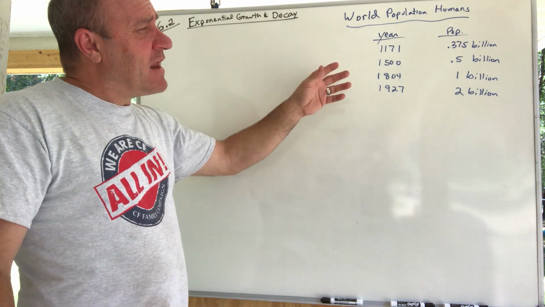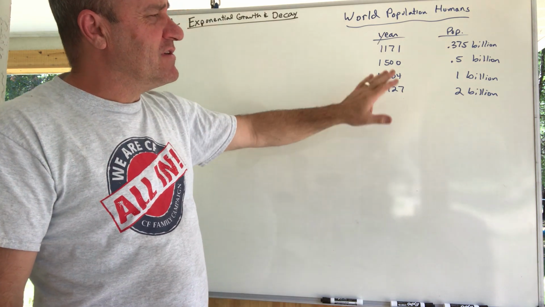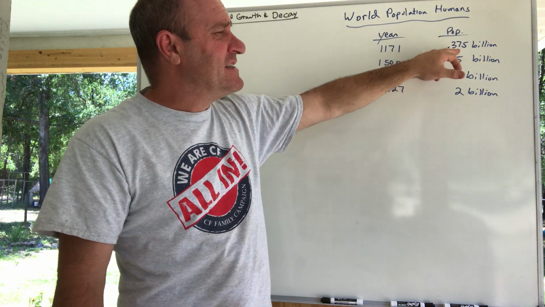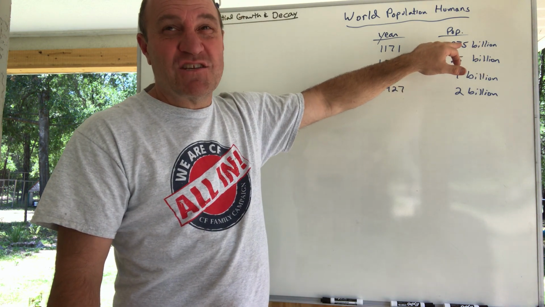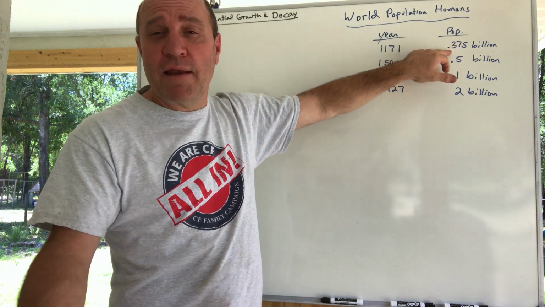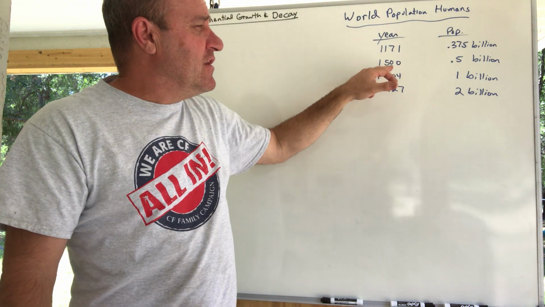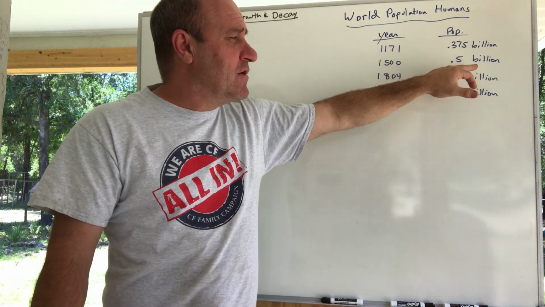This is some real data. This is the world population of humans. In the year 1171, we had 0.375 billion humans. By the way, that's 375 million population worldwide. That's interesting. In the year 1500, half a billion, 500 million people.